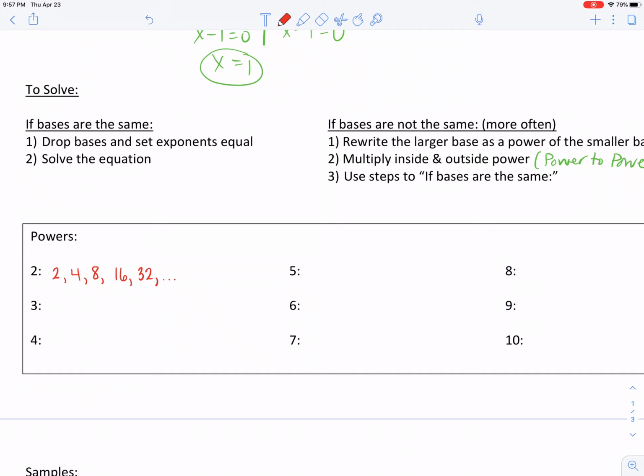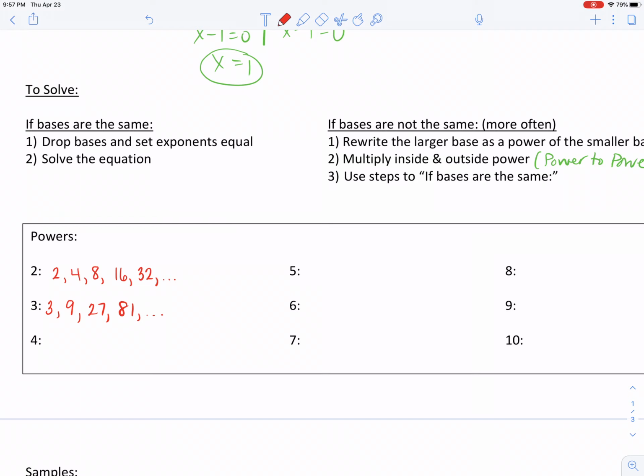So when I'm getting the powers of 3, first I'm going to say what's 3 to the first power? 3. 3 to the second power, 9. So you just keep multiplying by the base one more time. 3 to the third power, I have to take 9 and times it by 3 one more time. 3 to the fourth power, I'm going to take 27 and multiply by 3 one more time and get 81, and so on.